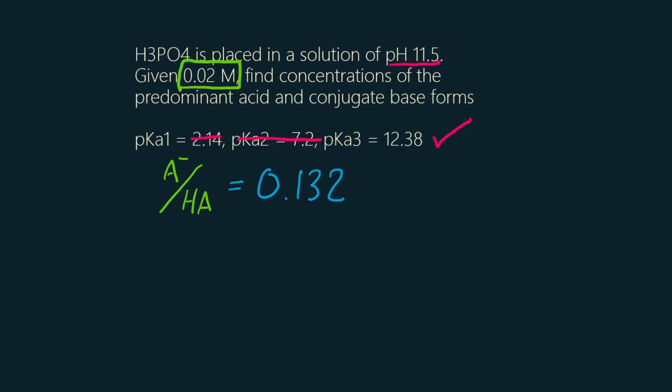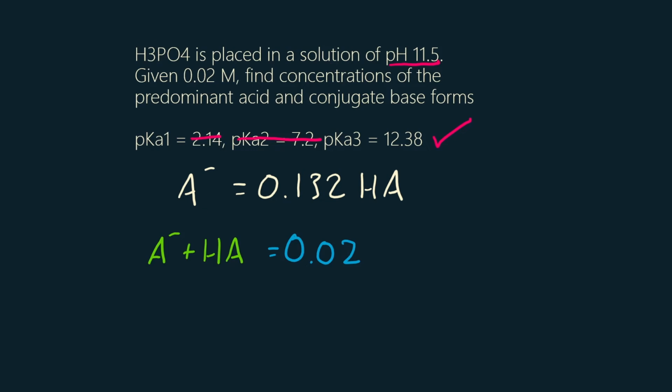We can get this from the problem where it tells us that we have a total of 0.02 molars. In other words, our acid and conjugate base forms added together equal to this 0.02. And now we'll rewrite this second equation to solve for A-. All we'll do is multiply HA on both sides, which gets us this. And now we'll insert this value for our A- in our second equation. From here, we'll add these HAs together and solve for HA.